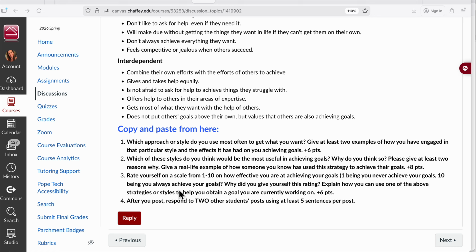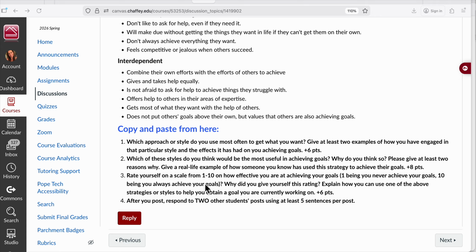You want to rate yourself on a scale from 1 to 10 on how effective you are at achieving your goals. If you feel like you never achieve your goals, then you should put a 1. If you feel like half the time you get there and half the time you don't, then you should put a 5. And if you feel like you always achieve everything that you set out to do, then put a 10. I would say I'm probably an 8 or 9 on achieving goals.